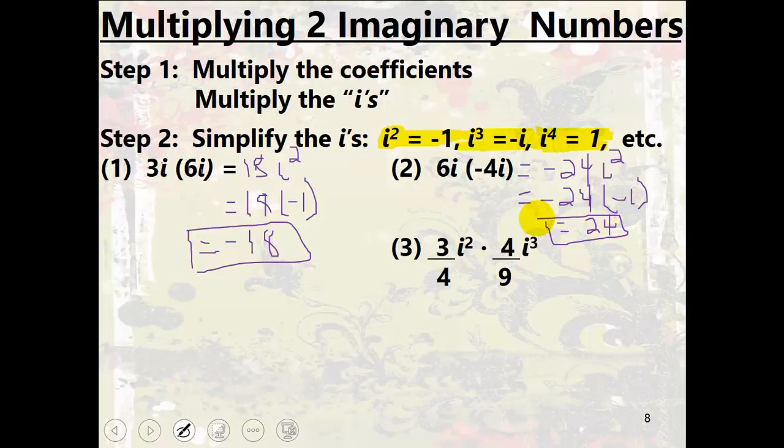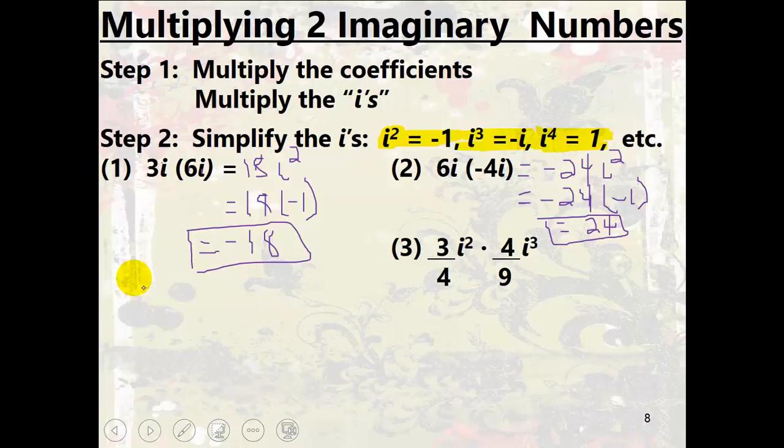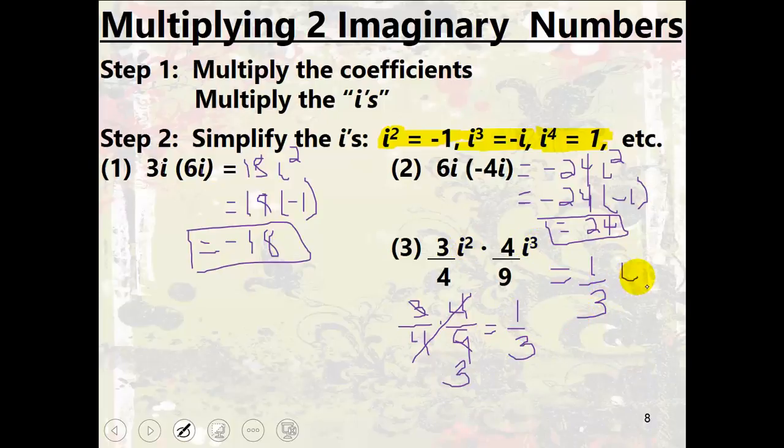Number 3, I just want to show you one with fractions so you don't have to be afraid of them. We're going to multiply our fractions together. What's 3/4 times 4/9? Well, I'm going to cancel my 4's, cancel my 3 into my 9, and that gives me 1/3. So I'm going to have 1/3, and then i squared times i cubed, that's i to the 5th.